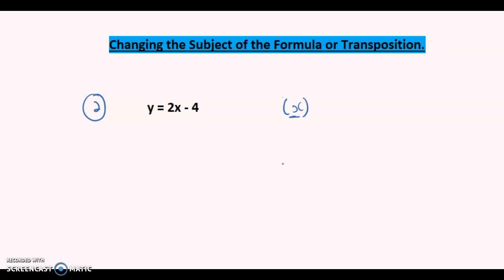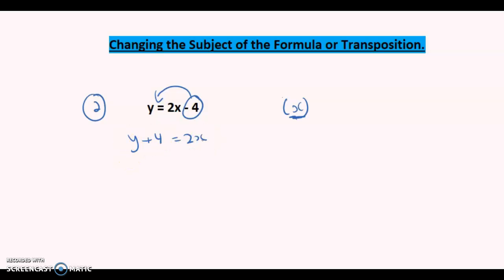In my second sum, y is the subject here, and they ask us to transpose for x, make x the subject. Now, before you jump into starting to do things and send over, you need to analyze your sum. So in this particular case, I have a 2 being multiplied by the x, and then I have a 4 being taken away from this product. So the first thing I want to do, guys, is send over the 4. The minus 4 will jump over here and become plus 4.